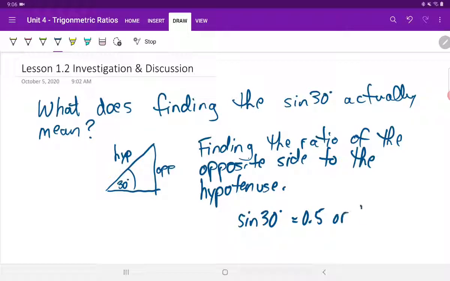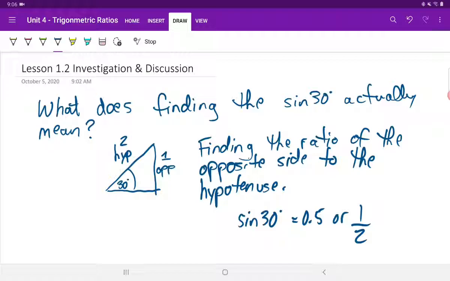0.5 or 1/2. Okay, and we know this from our last lesson in our special triangles, that opposite of 30 degrees, this is a special triangle, opposite of 30 degrees is our 1, and our hypotenuse is 2. And so when you do opposite to hypotenuse, you get 1 to 2, or 1 over 2, or 0.5. Okay, and this is true for any right triangle with a 30-degree angle in it.